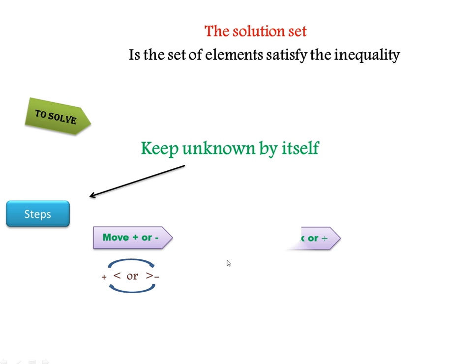Then the next step is multiplication or division, moving it with the opposite operation. If we have multiplication, it is moved to the other side by division. If we have division, it is moved to the other side by multiplication. Let's go to an example.